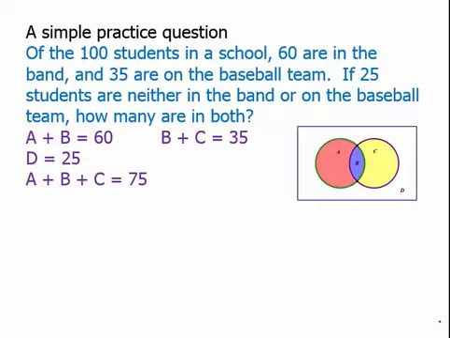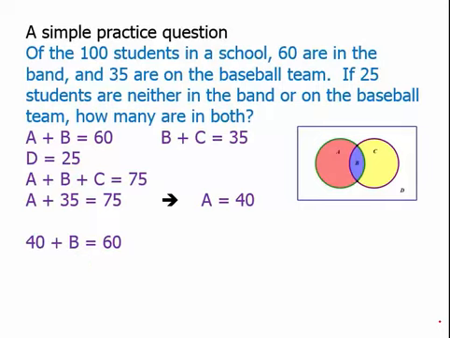Well, it's interesting because B plus C by itself, we see at the top, that's 35. So we can replace B plus C with 35. And that allows us to solve for A equals 40. Now we can plug that into the first equation. A plus B equals 60. So 40 plus B equals 60, and B equals 20. And that's our answer.